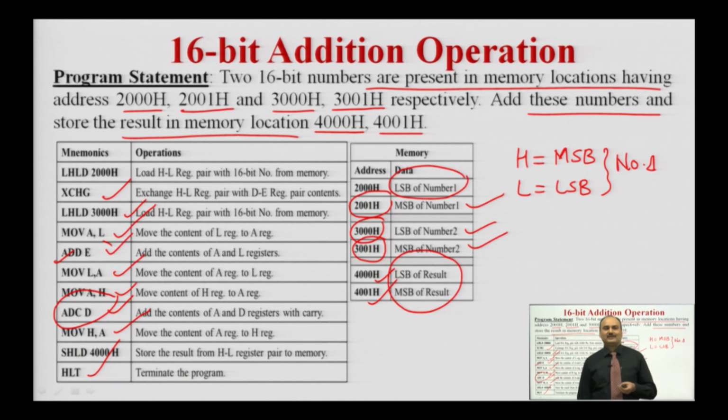Then we will transfer the LSB of the number into the L register and add it with the E register, and with the help of that we can perform the 16-bit addition operation.